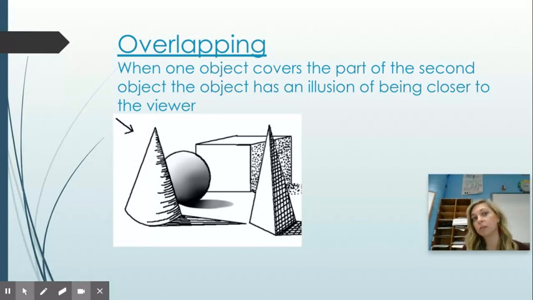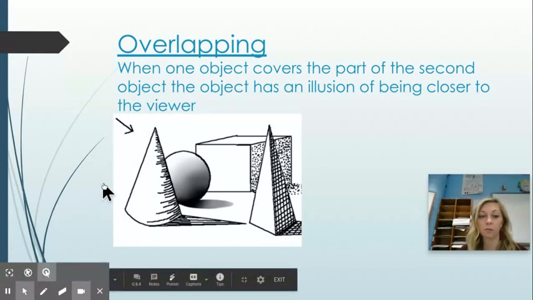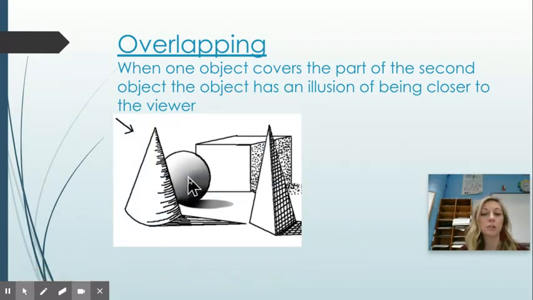Okay, so the first one's pretty easy and it's pretty obvious. It's something you probably do all the time anyway without thinking about it, but overlapping. So overlapping is just when one object covers part of the second object. So for example, this cone is in front of the sphere, and I know that because it's blocking part of the sphere, right? Just like the sphere is in front of this cube. So you guys do that all the time without thinking about it, but overlapping shows that sense that something is in front of something else.